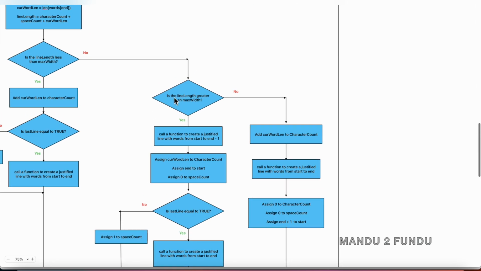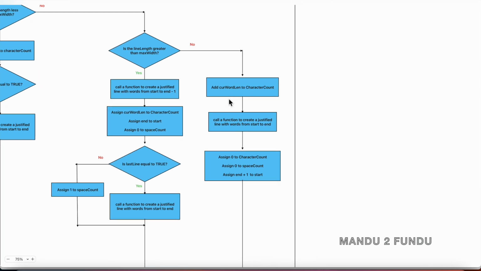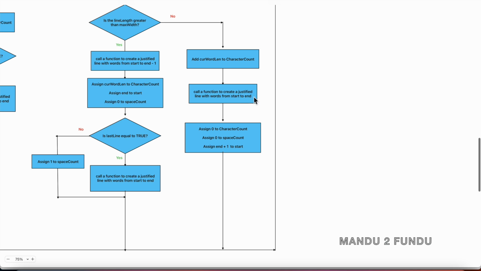Okay, so in case the line length is not greater than max width, that means the line length is exactly equal to the max width. That is the last case. So in this case, we add the current word length to character count and call a function to create a justified line starting from start pointer to end pointer. Basically, we are including the current word into the window and create the justified line.